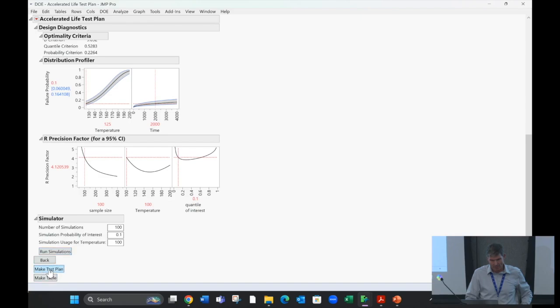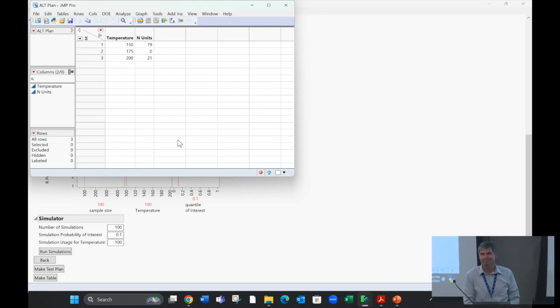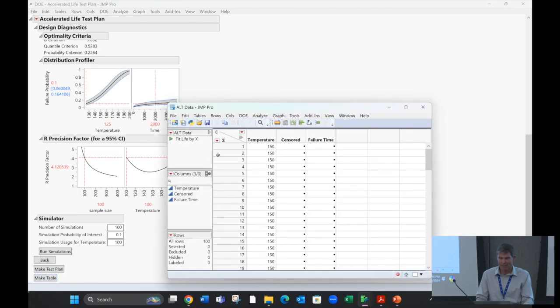And we'll make the test plan. The test plan says that I should do 79 at 150 and 21 at 200, and not necessarily anything in between. To be honest, I think if I had put in the real data, those coefficients, which in the interest of time I didn't, it would have been, I think, most of them would have been done at that middle 175. But in this particular case, the way I specified the failure distribution, that was there. So I did want to show that. But that's not the table necessarily, that's the test plan.